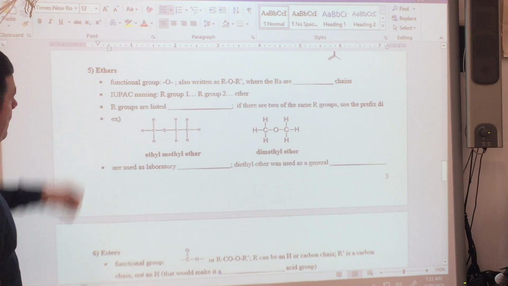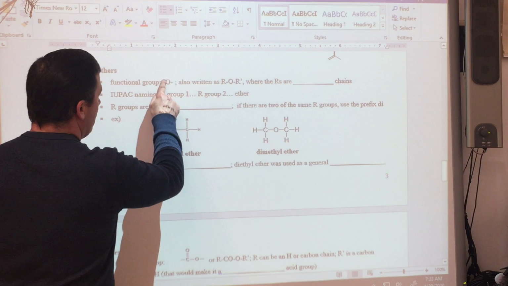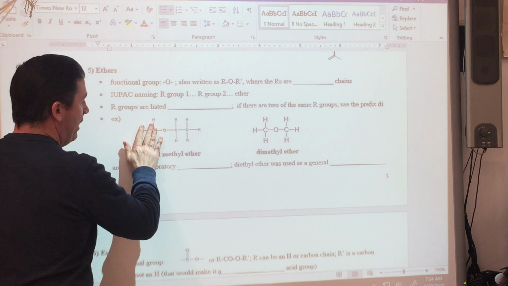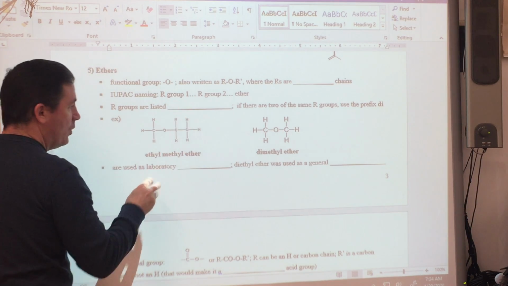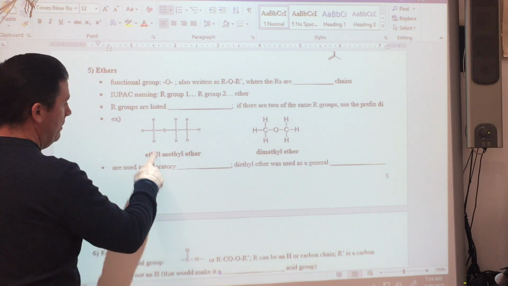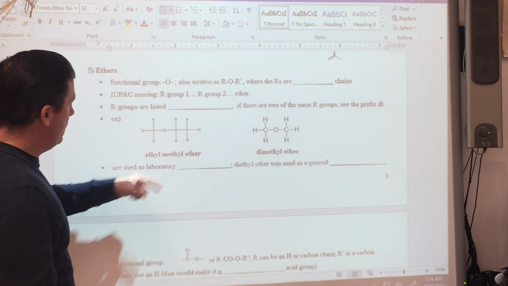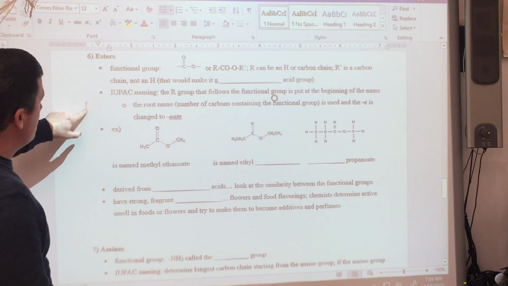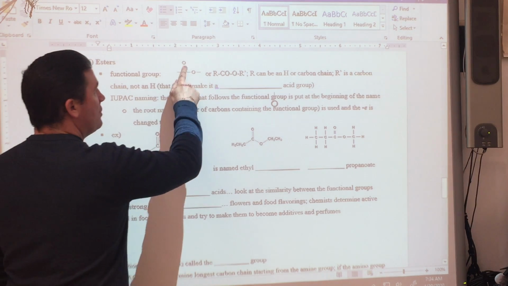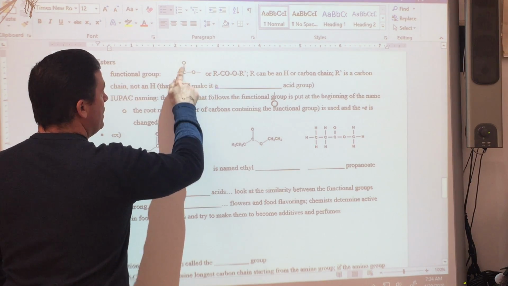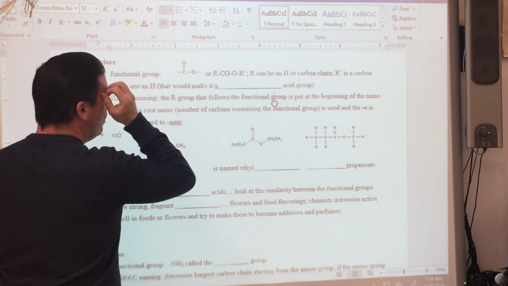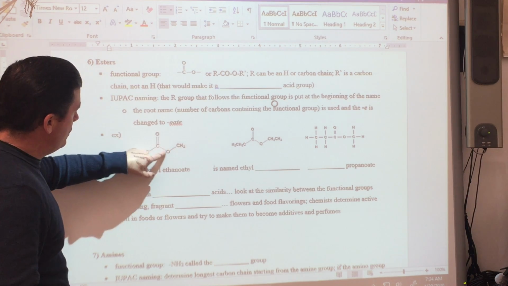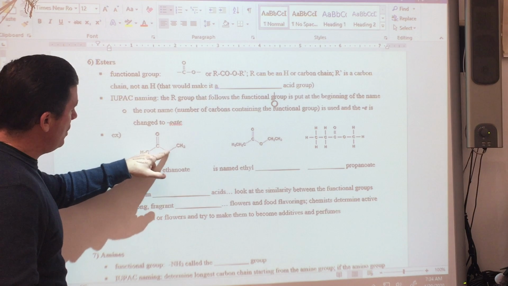Then you've got ethers, and ethers are characterized by the oxygen here, and the mnemonic with that was you're going to have substituent groups, quote unquote, on either side of it, okay? And then these are named alphabetically. And then the last one we did was esters, and the mnemonic with that was ester is cool. That means that there's C double bond O, O for these, and that's going to be in the middle. Okay, so this is going to be inside the molecule somewhere.